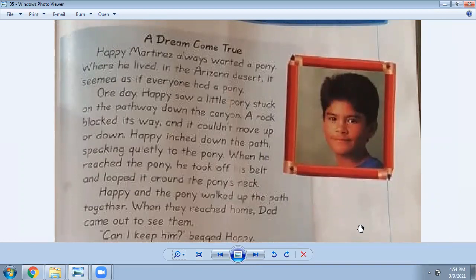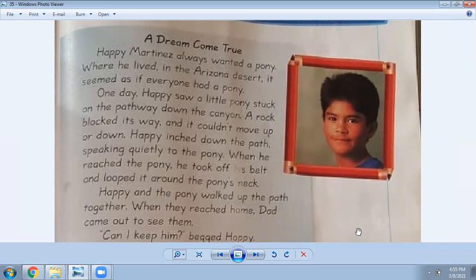A Dream Come True. Happy Martinez always wanted a pony. Where he lived in the Arizona desert, it seemed as if everyone had a pony. One day, Happy saw a little pony stuck on the pathway down the canyon. A rock blocked its way, and it couldn't move up or down. Happy inched down the path, speaking quietly to the pony. When he reached the pony, he took off his belt and looped it around the pony's neck. Happy and the pony walked up the path together.